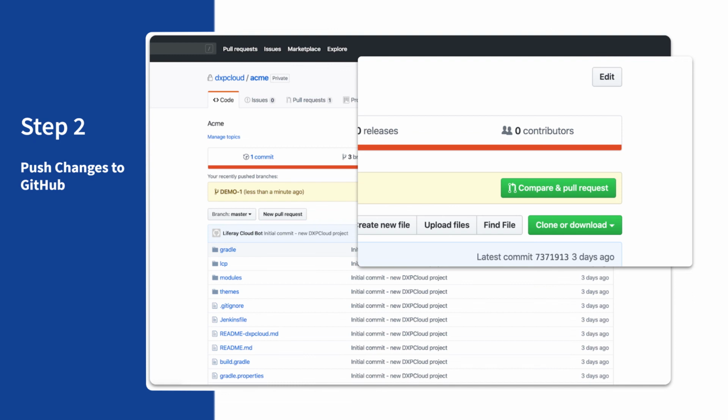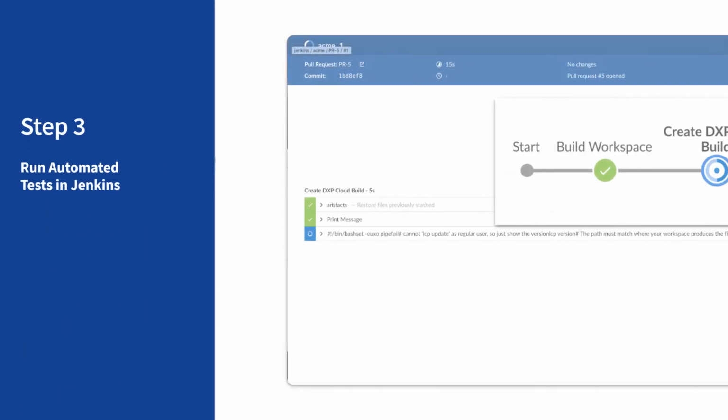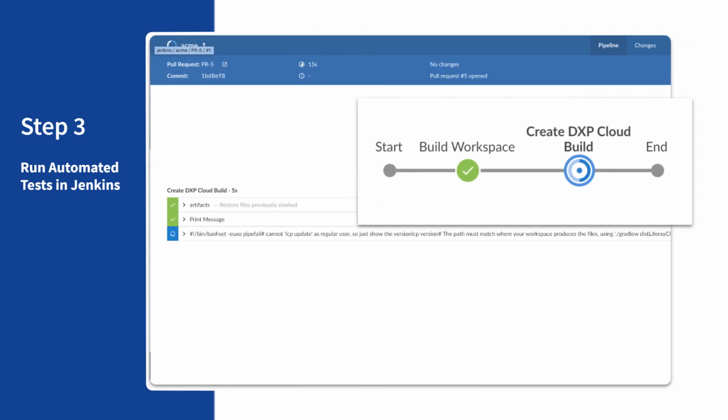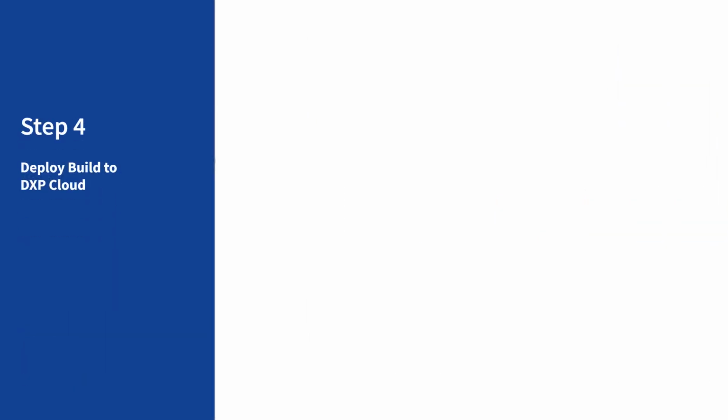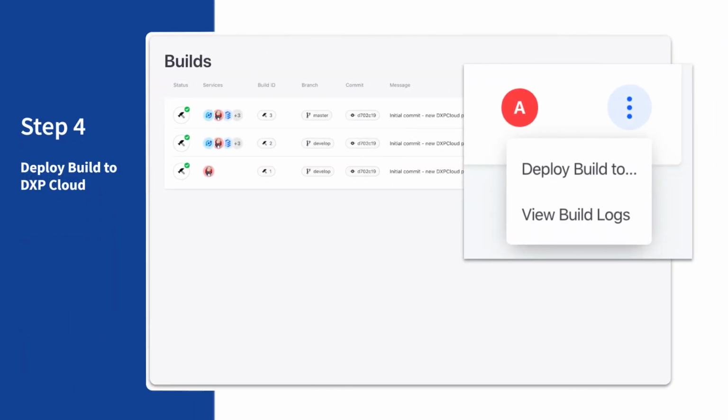Click this to create the pull request and send the code changes onto Jenkins for testing. Jenkins will build and begin running automated tests. Once the process is complete, your changes will then be sent to DXP Cloud. The completed build will appear in the Builds tab in Console. From here, you can simply select the 3 dots by the build that you want to deploy and click Deploy Build To. Choose your environment from the drop-down and deploy the build. That's it.